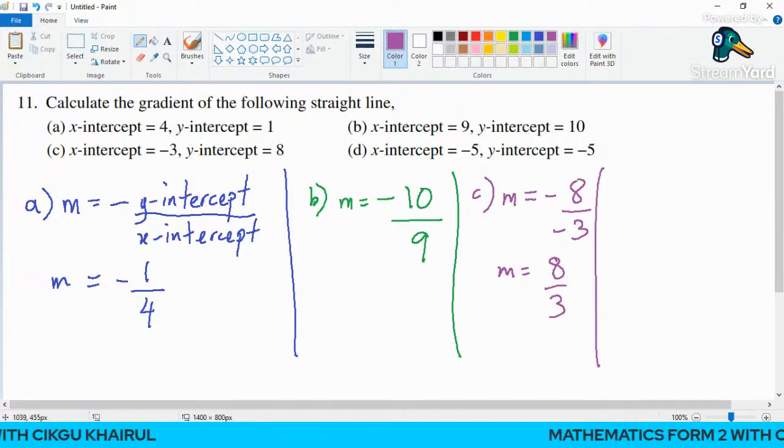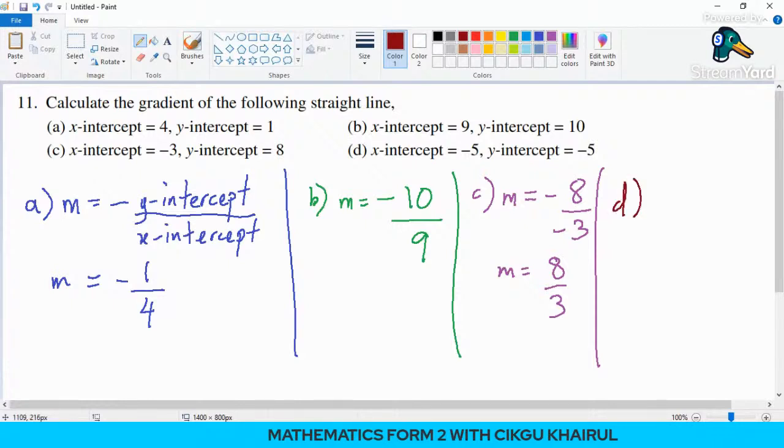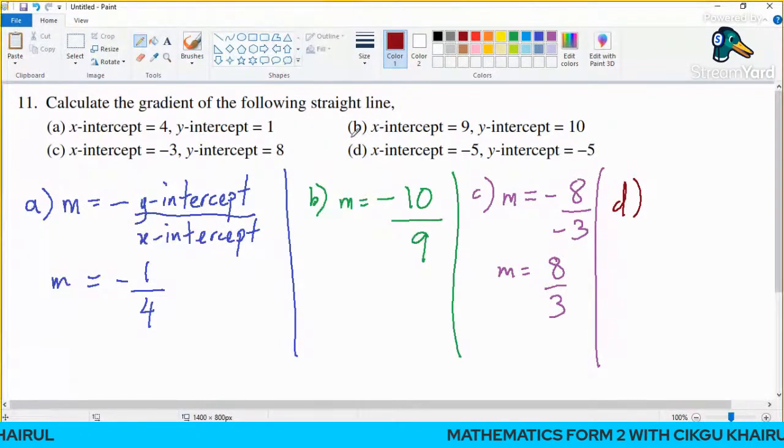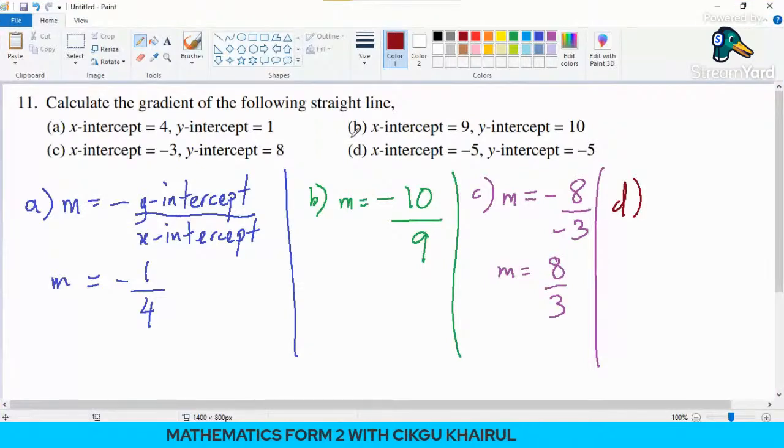And then we have another question, question D. This question I put on the whiteboard. This is the last question. I give this question to you, and we see how many of you get the correct answer. Let me copy the question first. Okay, this is the question.